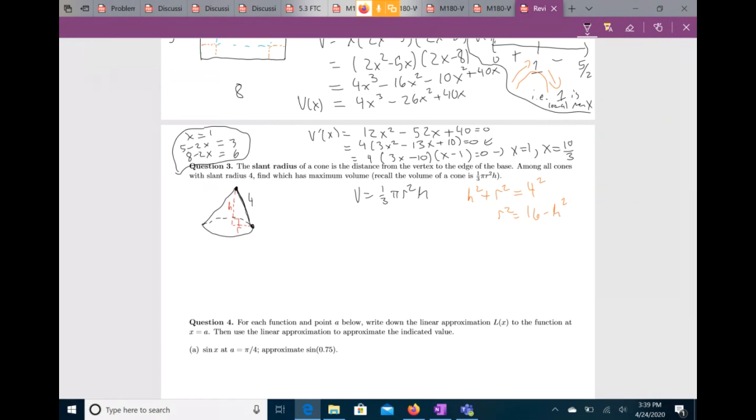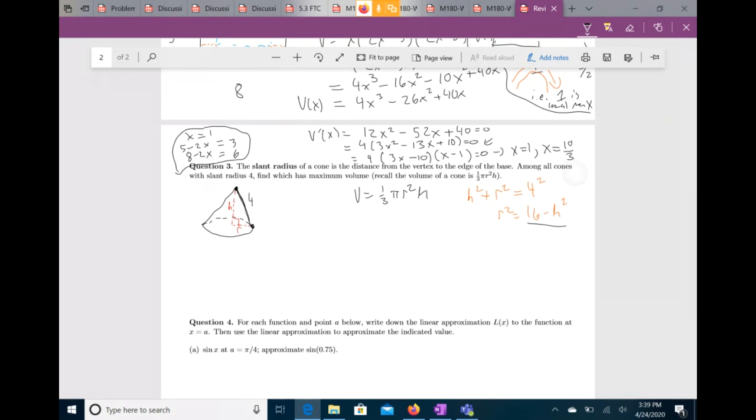So then we just replace R squared with 16 minus H squared. So we get the volume is 1/3 pi times 16 minus H squared times H. Okay, and we can just distribute everything. And we get 16 over 3 pi H minus pi over 3 H cubed.